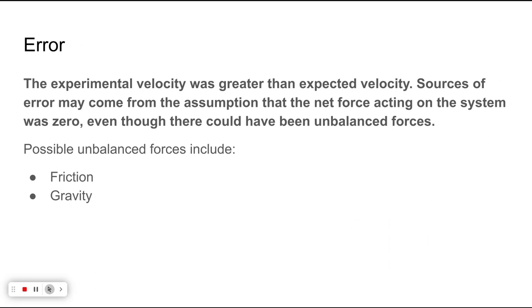Sources of error may come from the assumption that the net force acting on the system was zero, even though there could have been unbalanced forces. Some of the possible unbalanced forces include friction and gravity. If there was friction, then the experimental velocity may have been smaller than the expected velocity. However, if there was an unbalanced force due to gravity, which could have been due to an uneven ground, then this would explain the experimental velocity being greater than the expected velocity.